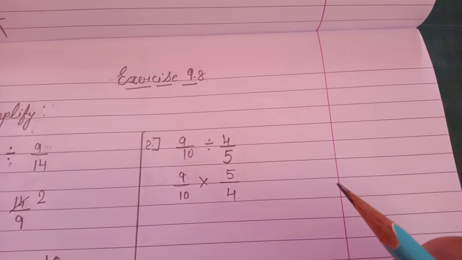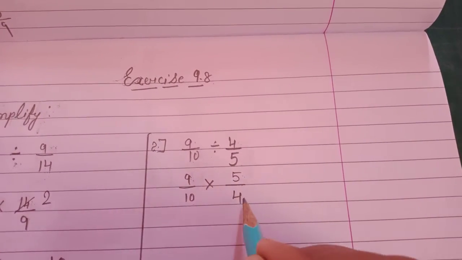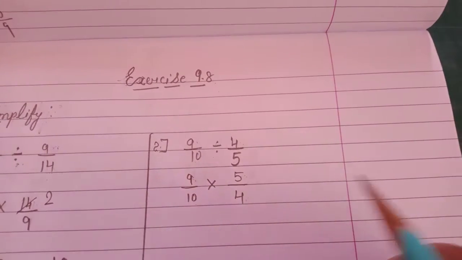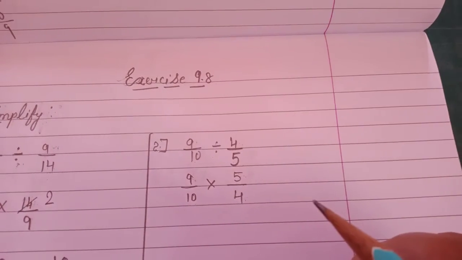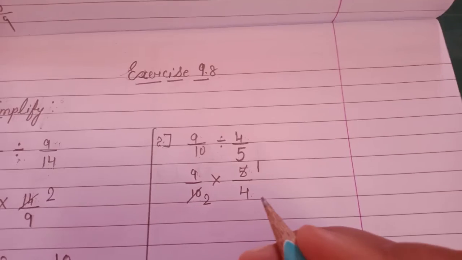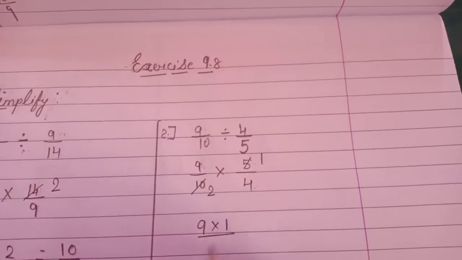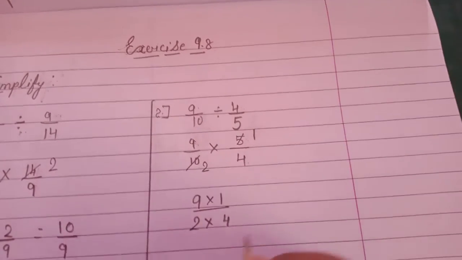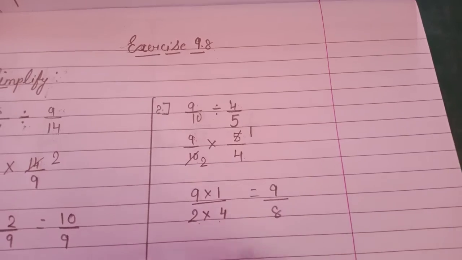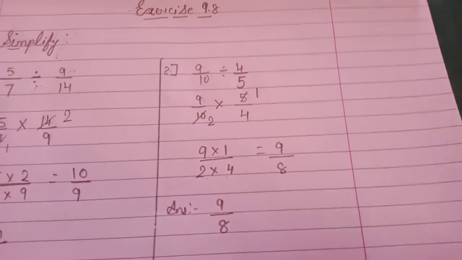They will come in the same table? No. So now in opposite we will see 9 and 4. They will come in the same table? No. Now 5 and 10. In the 5 table 10 will come? Yes. 5 1s are 5, 5 2s are 10. So now we will multiply 9 multiply by 1 upon 2 multiply by 4. So 9 1s are 9 and 2 4s are 8. So our answer is 9 upon 8.